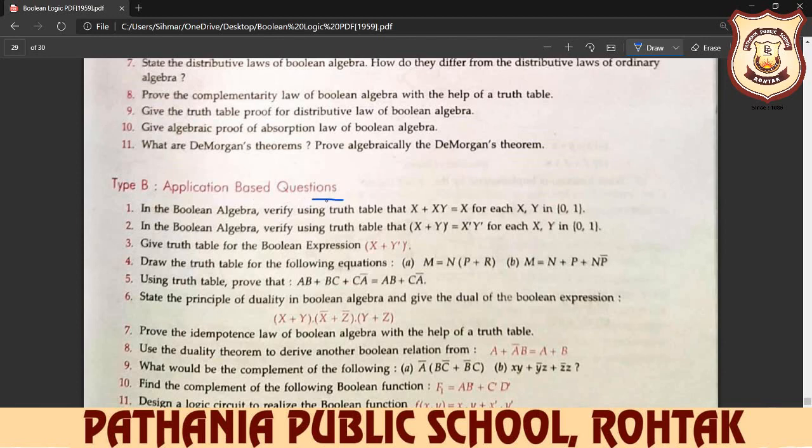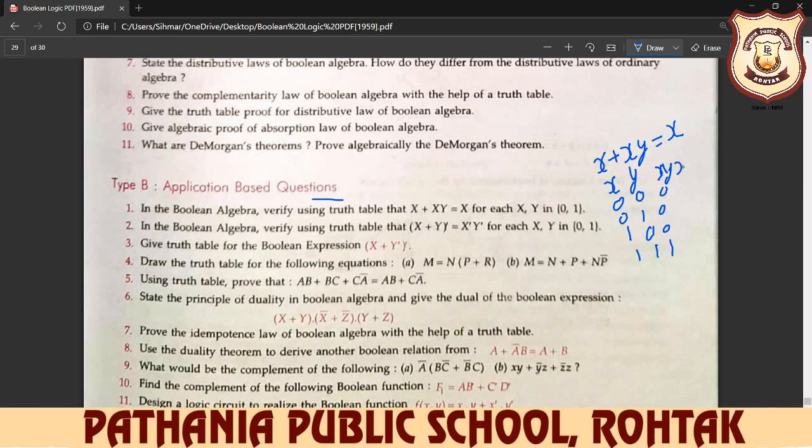Application based question, question number 1. In Boolean algebra, verifying using the truth table: x plus xy is always x. So first you write down here x and y. Okay, so 0 0 1 1, 0 1 0 1. Here we need the multiplication, so multiply: 0 0 0 and 1.